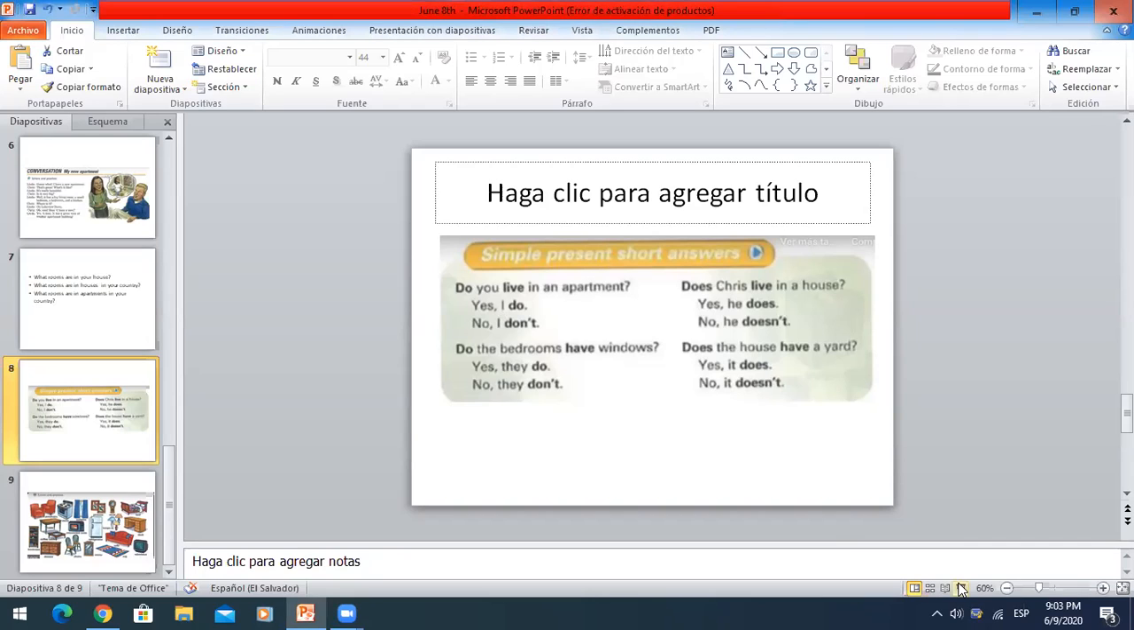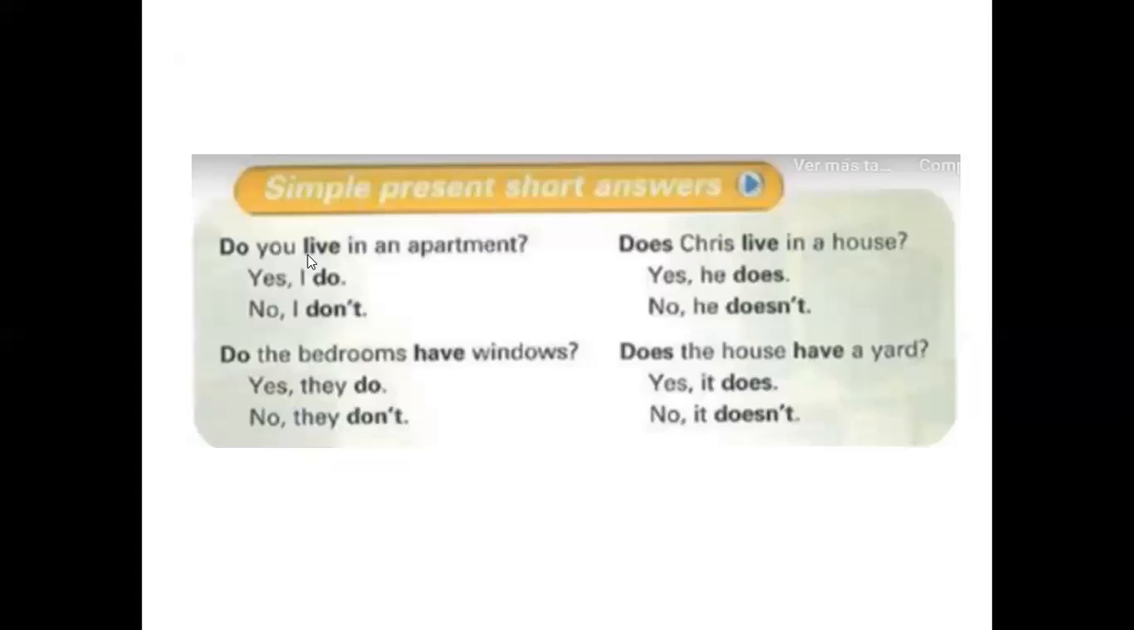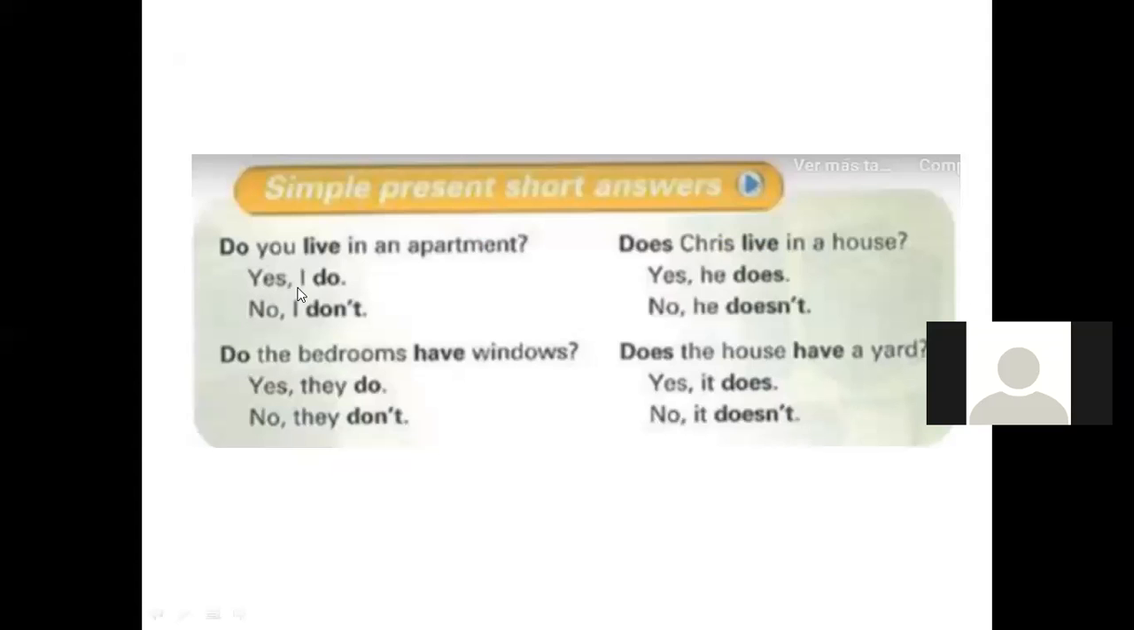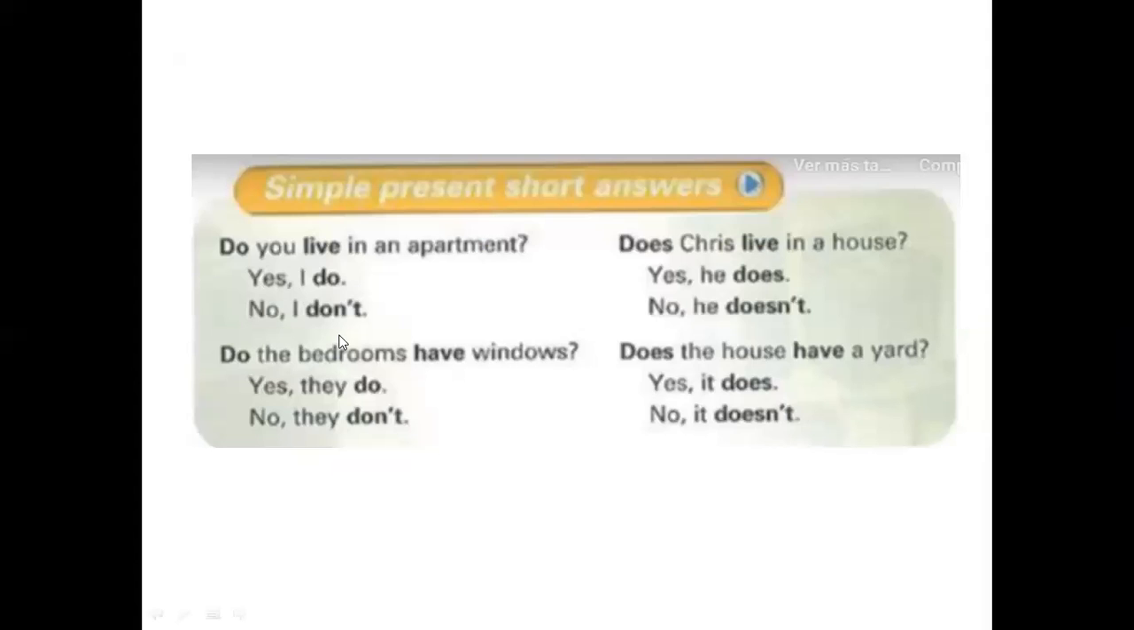So look, it's simple. We make questions like this. We add the auxiliary do plus subject: you live in an apartment. Do you live in an apartment? And then you go like, oh, yes, I do, or no, I don't.